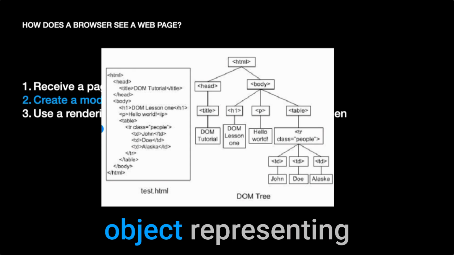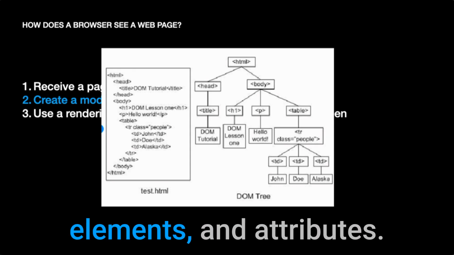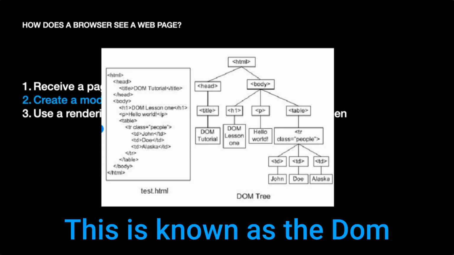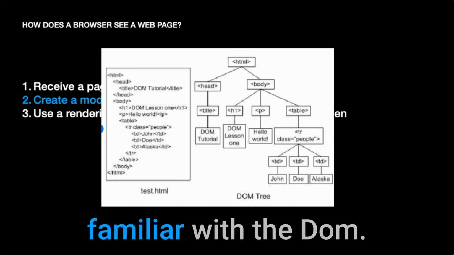Each node is another object representing elements, text within those elements, and attributes. This is known as the DOM, or Document Object Model. You're going to get really familiar with the DOM.